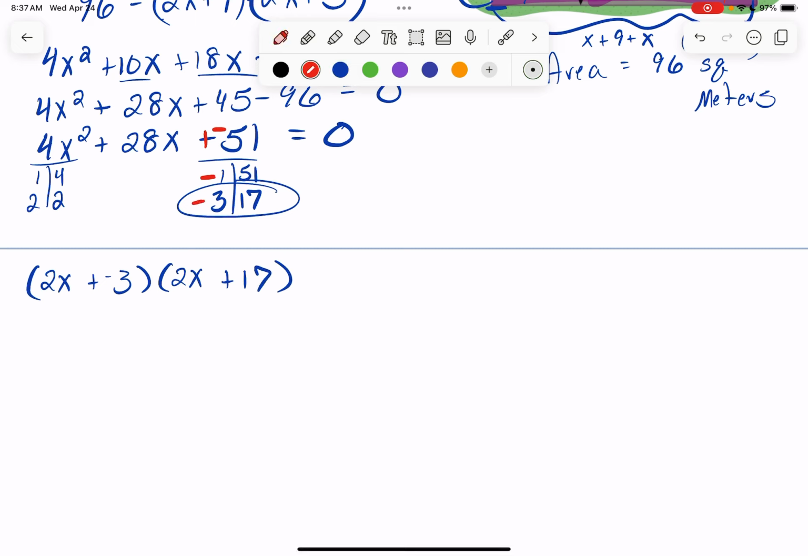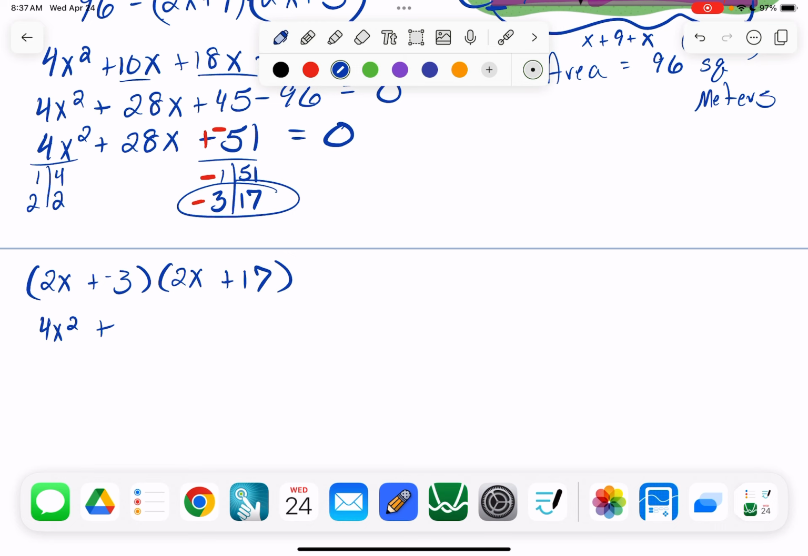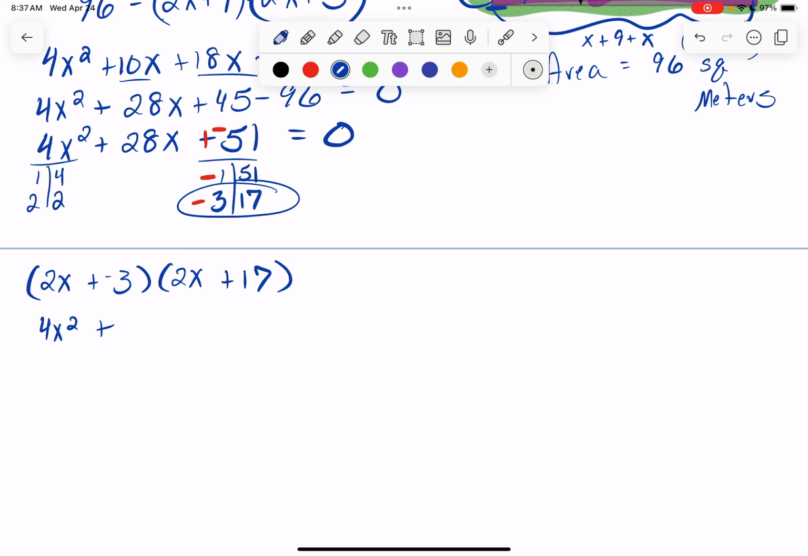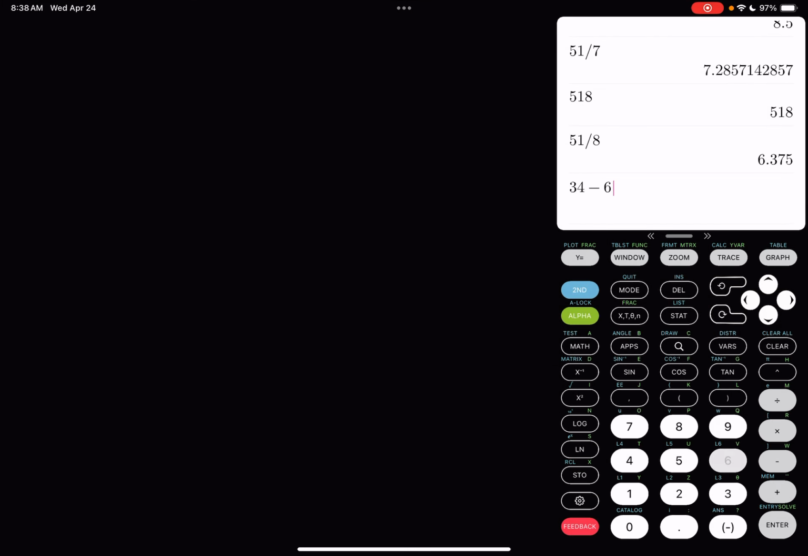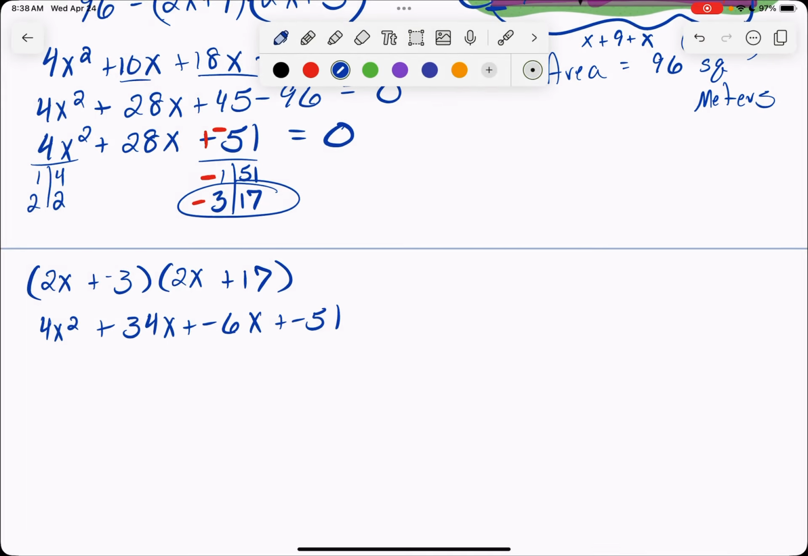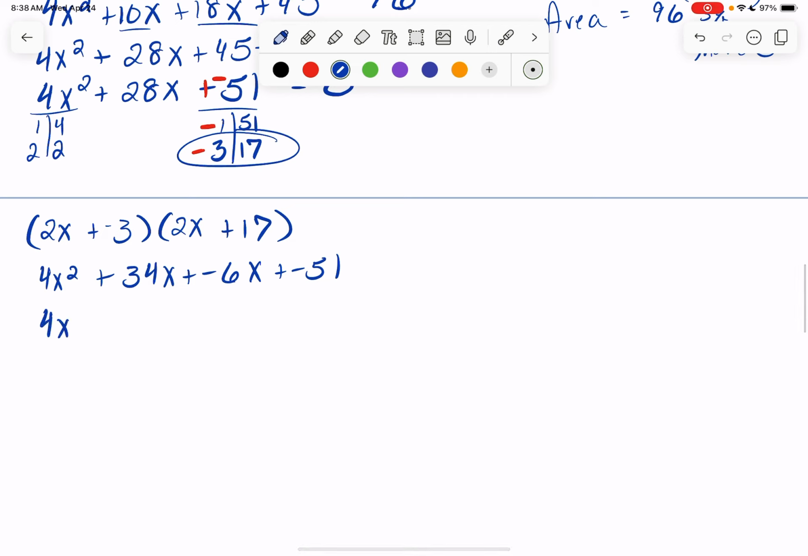Okay, let's go ahead and multiply it out, see if we hit it. So 4x to the second plus 2 times 17, 34x, I'm pretty sure, negative 6x, negative 51. Did we hit it on the first try? 34 minus 6 is 28. We did. Look at that. 4x to the second plus 28x plus a negative 51. We did. Good job, guys.